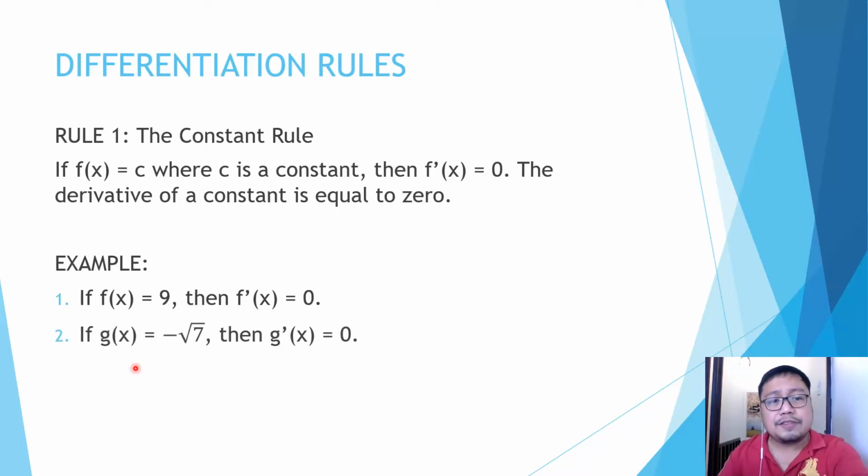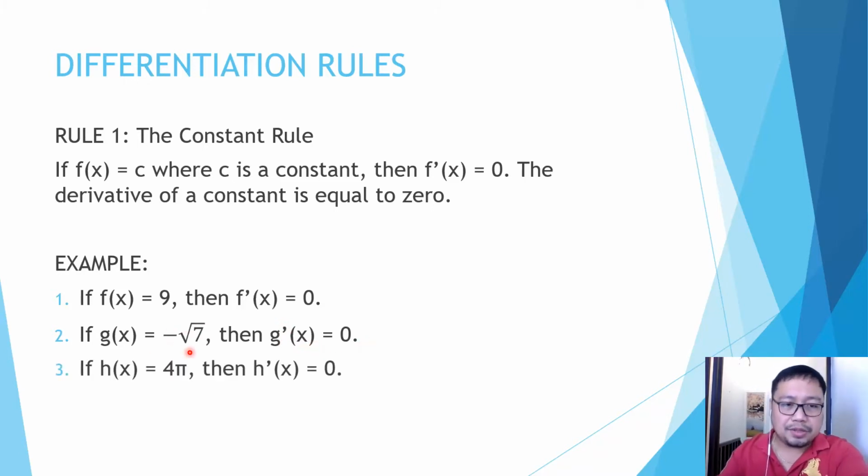Number two, if g of x is equal to negative root 7, then g prime of x equals 0 because this is a constant. And number three, if h of x is equal to 4 pi, then h prime of x, the derivative, equals 0. So the derivative of a constant is always 0. Is that clear? Let's move on.